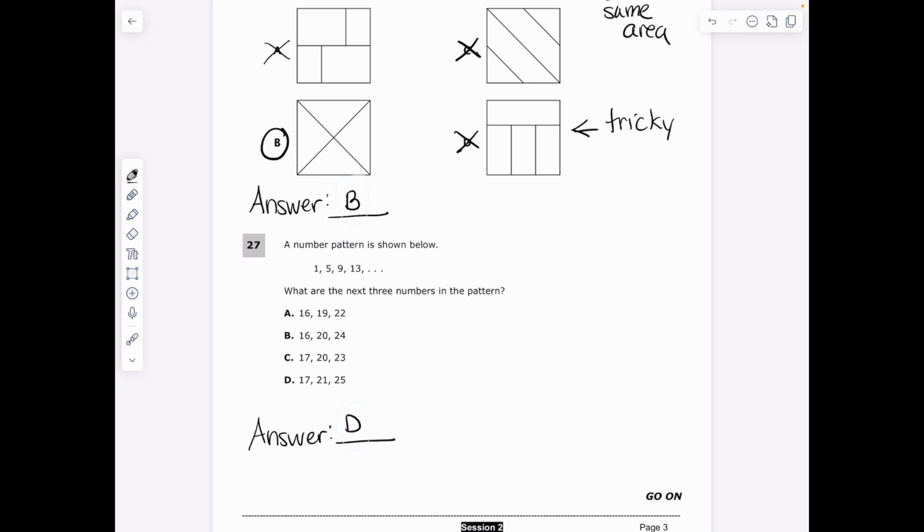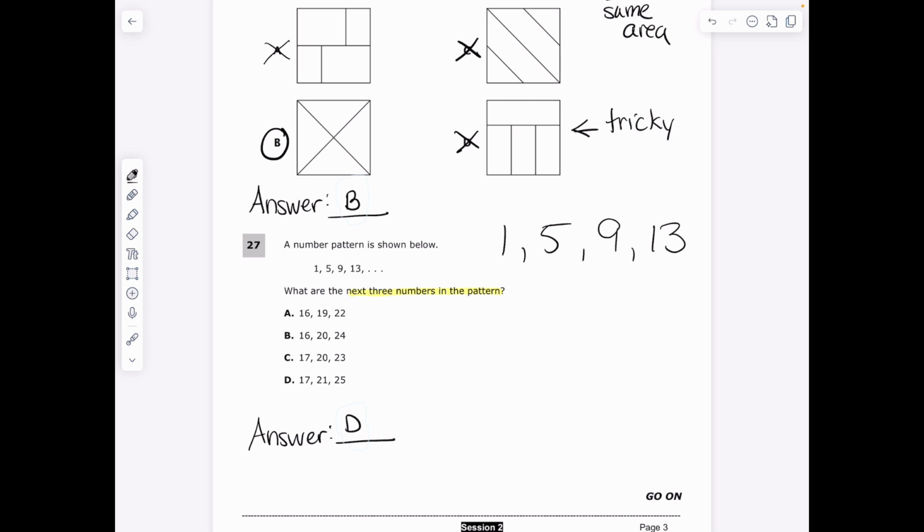I like pattern problems a lot. We have the pattern 1, 5, 9, and 13. What are the next three numbers in the pattern? Well, the first thing we have to do is discover the pattern. So I'm going to make it just a little bigger just so we can see it. 1, 5, 9, and 13.